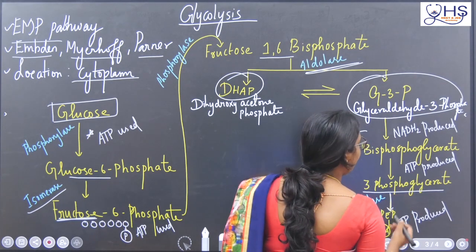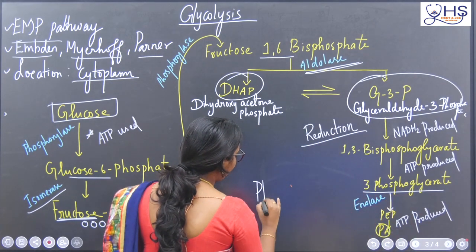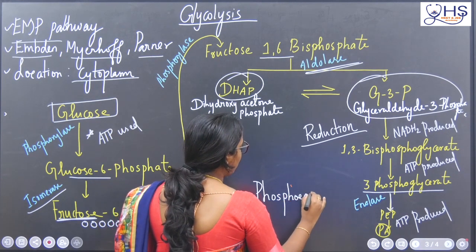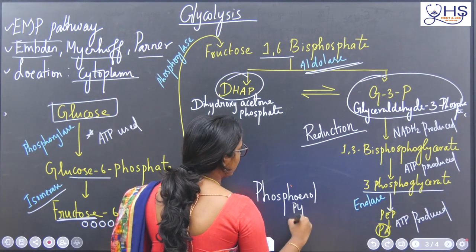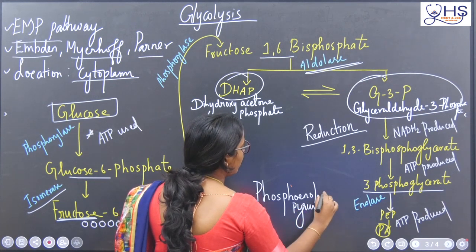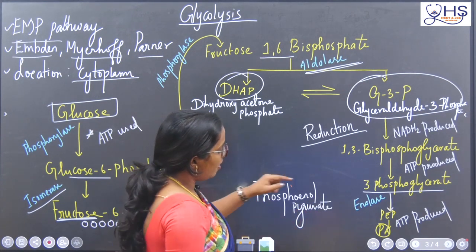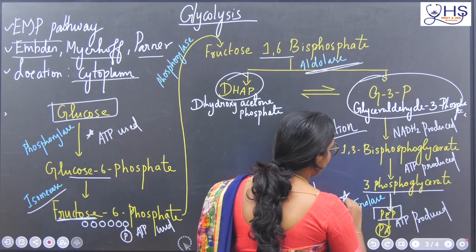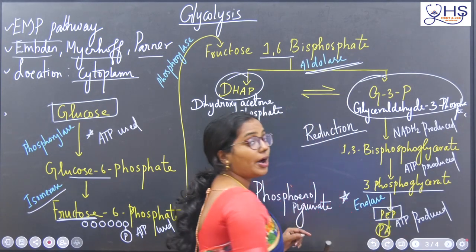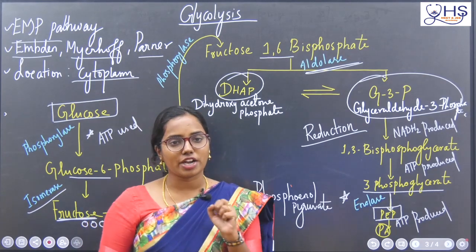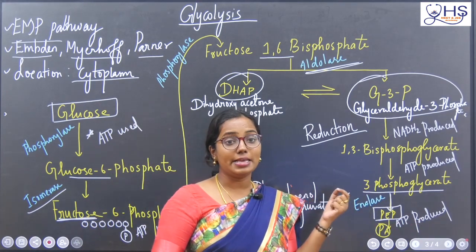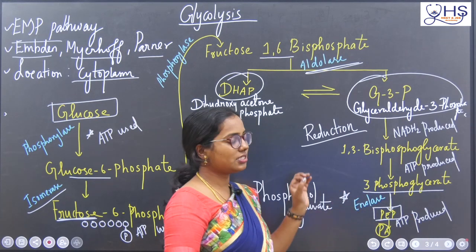to PEP. What is PEP? Phosphoenol pyruvate. Phosphoenol pyruvate will be produced with the help of an enzyme called enolase. From PEP, pyruvic acid, the final product of glycolysis, will be formed with the help of one ADP, and ATP will be synthesized in the final step.